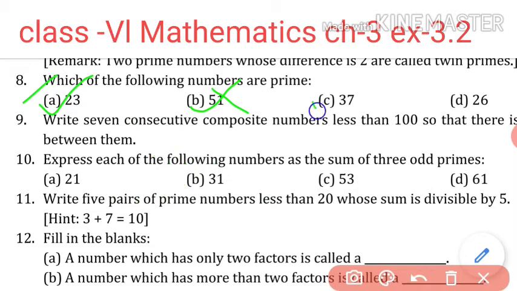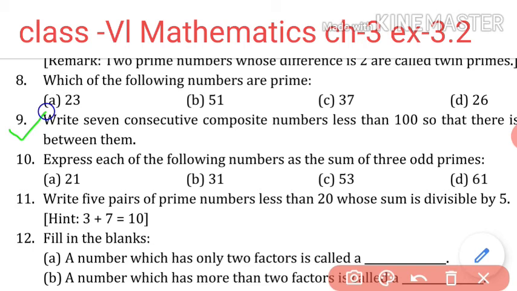Now next is what? 37. So 37 is prime, isn't it? 37 is a prime number. Now 26. Is 26 a prime number? No, because 26 is an even number. This is not a prime number. So 23 and 37, A and C, are prime numbers and the remaining are not prime numbers.